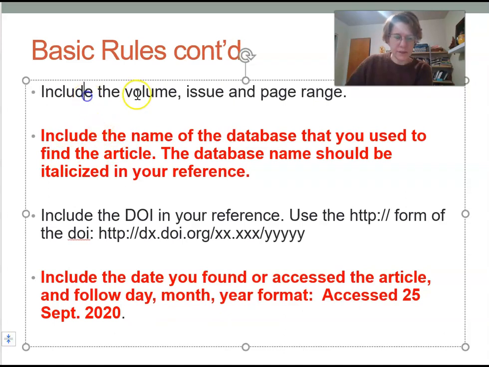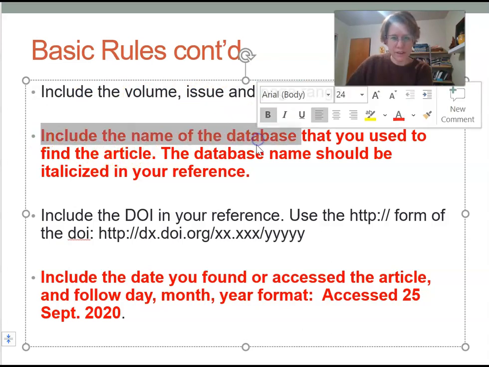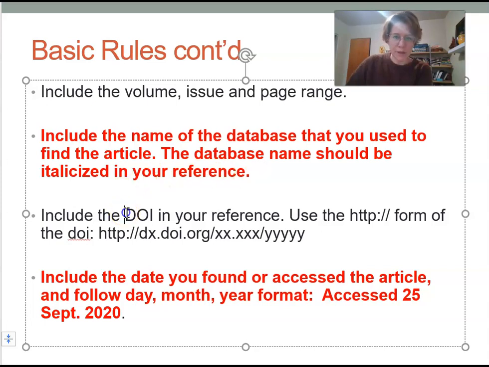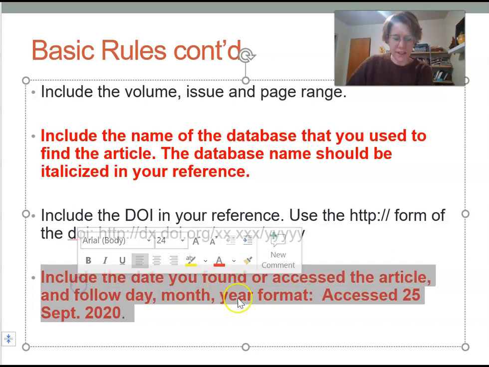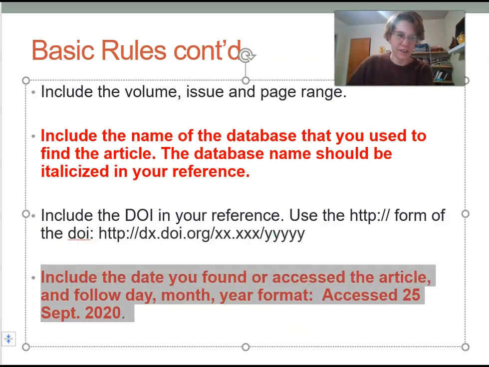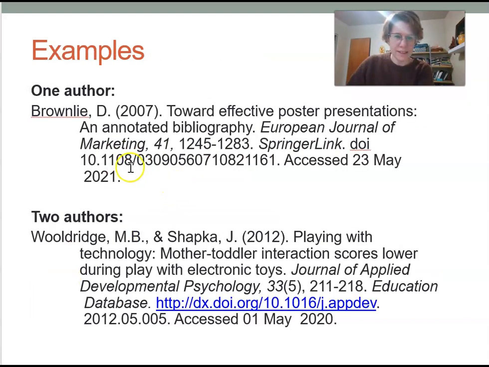And you would also include the volume, issue, and page range for your article. I also mentioned here that I want the database name, I want the DOI, and I want the HTTP form for the DOI. And I want you to also include the date accessed for this journal article reference. So let's take a look at some examples.